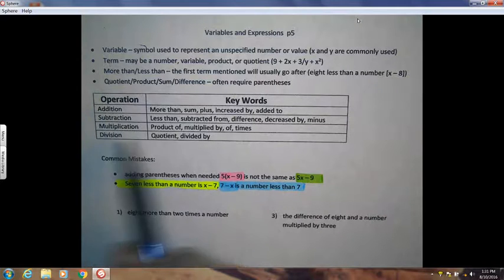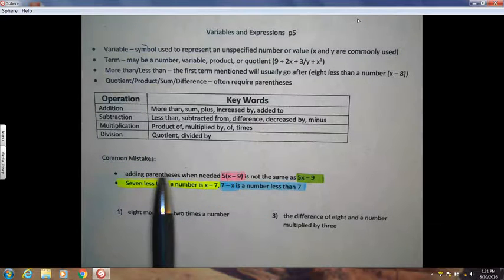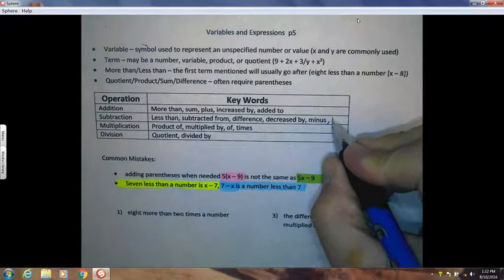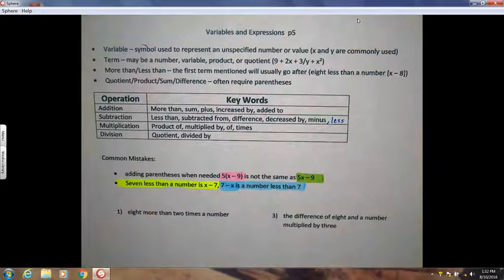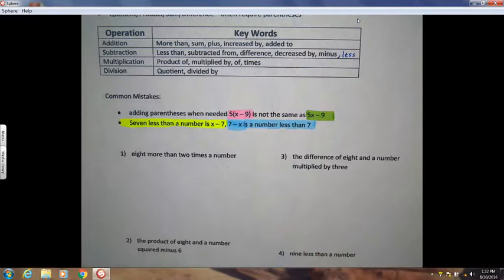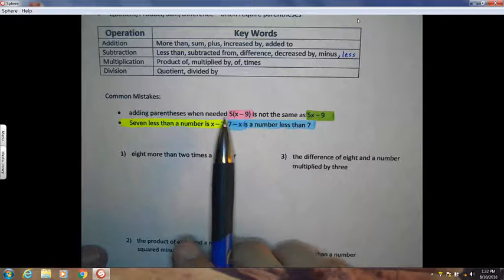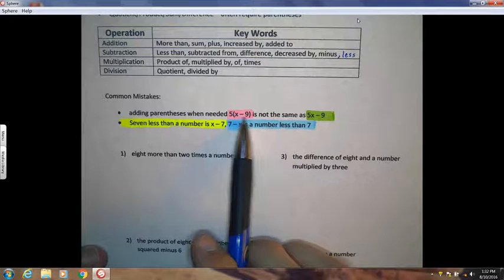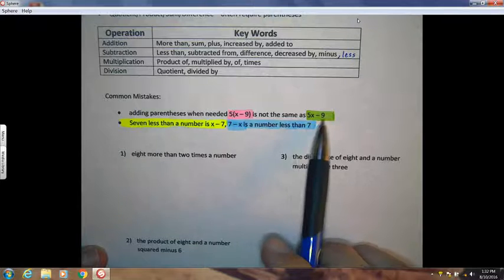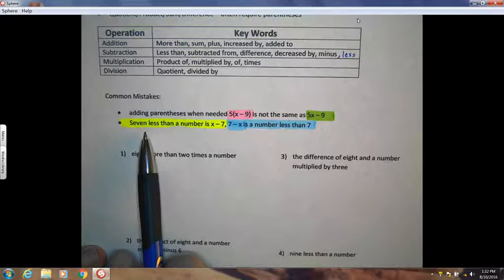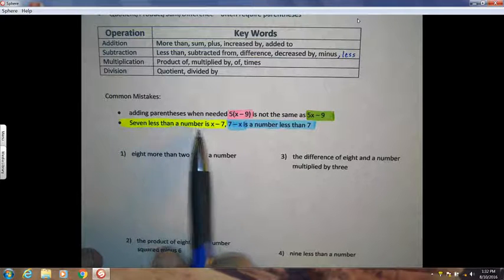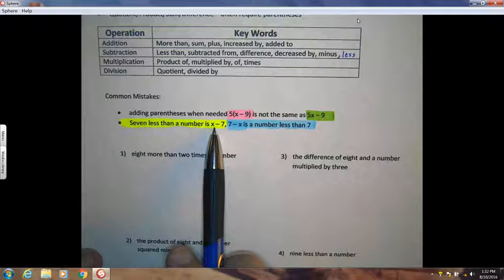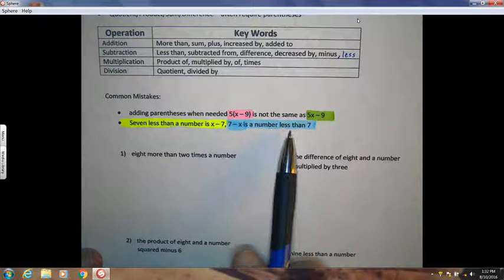Here are your operations, and here are the key words. One other thing that sometimes is not given is less to mean subtraction. So common mistakes that we see are adding parentheses when needed, like I said. So in this case, this is not the same as this. In this case, I must subtract before I multiply. Here you multiply, then you subtract. And then also, like I said earlier, 7 less than a number is x minus 7. 7 minus x is a number less than 7, so make sure you pay attention to that.